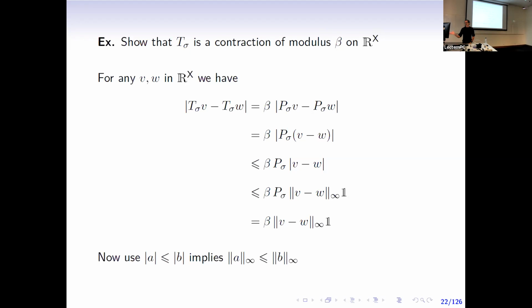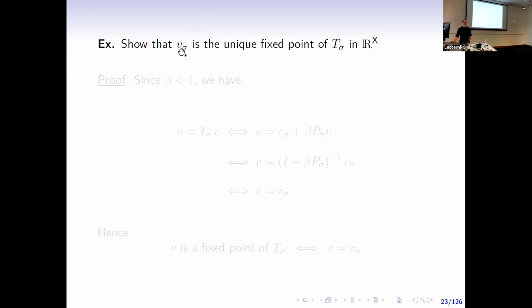Okay, so all of these guys are contractions of modulus beta. That means they all have unique fixed points. So take T sub sigma: T sigma has a unique fixed point. What is that fixed point? Well, it's just v sub sigma. It's the lifetime value of that policy.